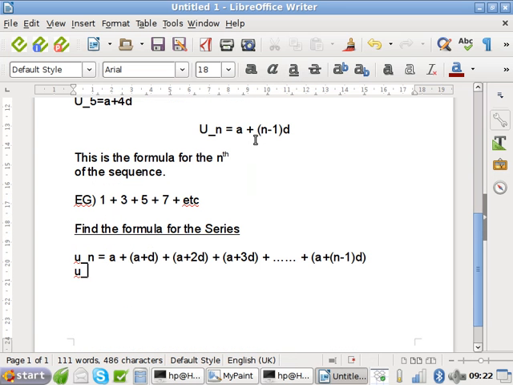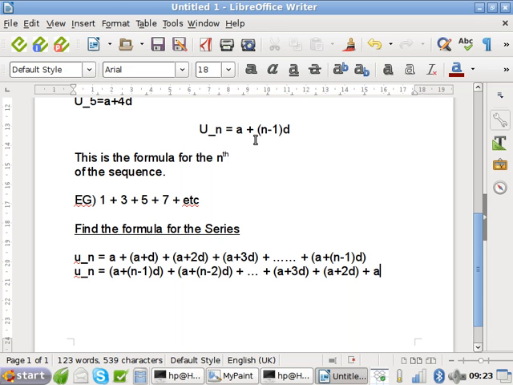So the trick here for finding the formula is you write out the problem again but backwards. So you start at the back. A plus n minus 1d. And what's the next term, or the second last term? Minus 2. Yeah, a plus n minus 2d. And then you continue until you have the first three, which are now the last three. A plus 3d, a plus 2d, a.